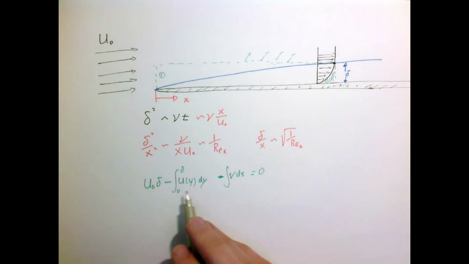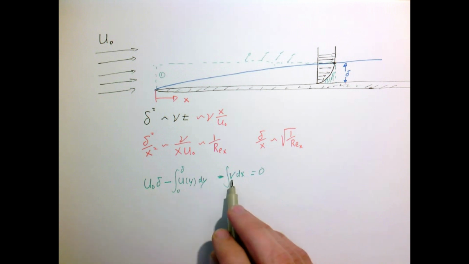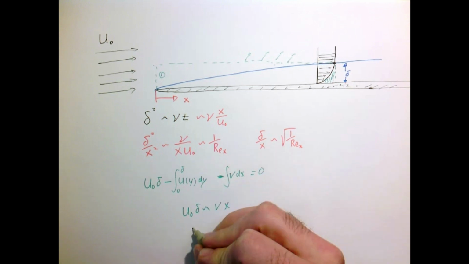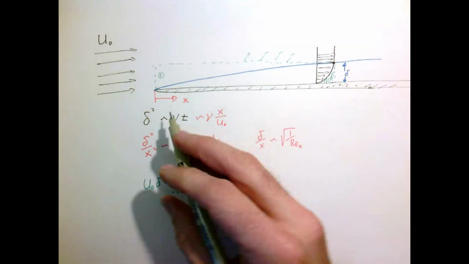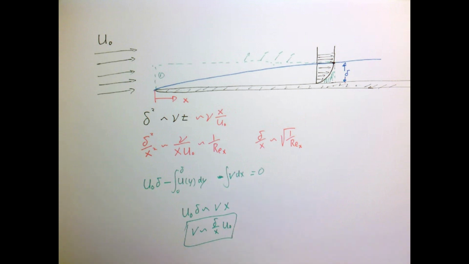So we can see from this argument that here we have something that's like u naught times delta, and here we have something that's like v times x. That tells us that we might expect the vertical velocity to be on the order of u naught times delta over x. So if delta over x is a small number, then we expect the vertical velocity to be small.